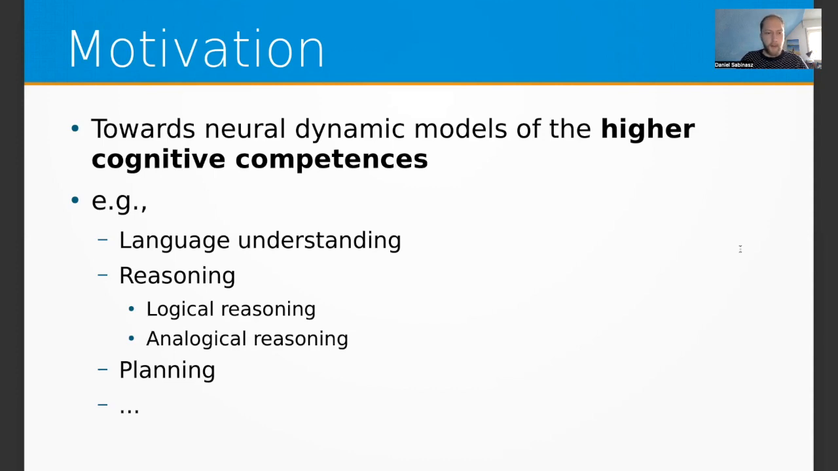Another of these higher cognitive competences would be reasoning, and that can actually be subdivided into different kinds of reasoning. One of them might be called logical reasoning. So that would be drawing a conclusion from a certain set of premises. So if you are told certain facts about the world, and then you have to infer whether or not a certain conclusion is true, that would be called logical reasoning, or more specifically, deductive reasoning, going from a set of premises to a conclusion.